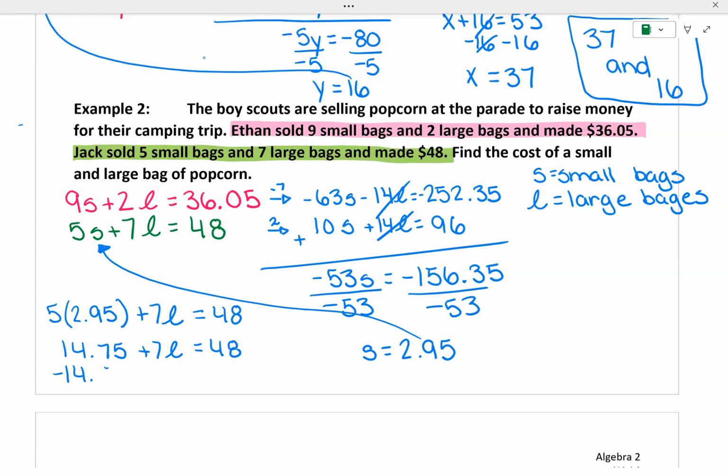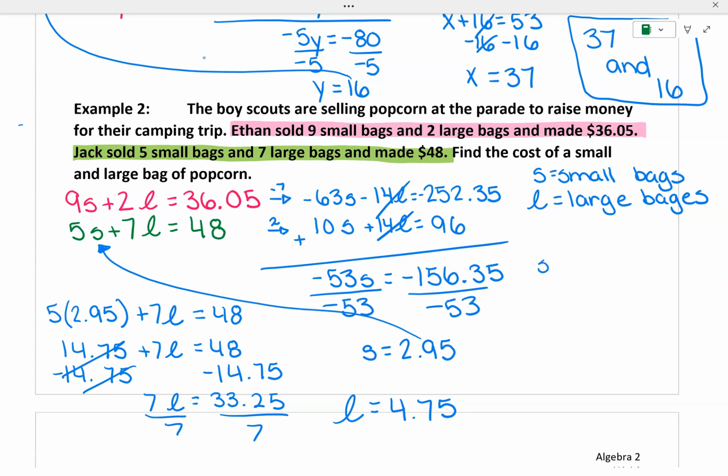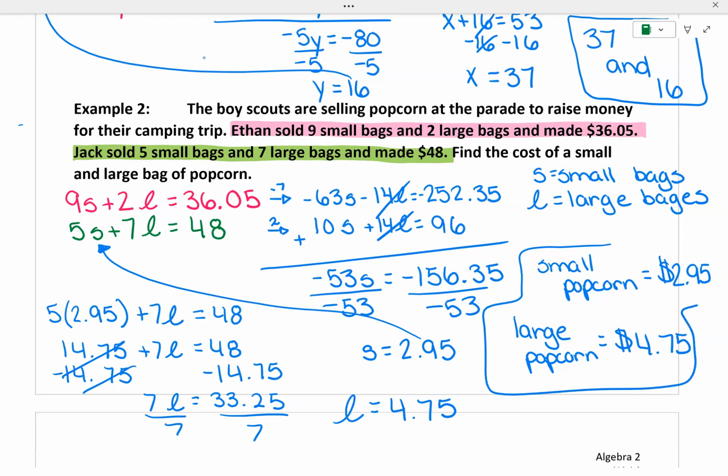We're going to subtract that from both sides. So 7L equals 33.25. And then when we divide by 7, squeeze it over here, we get $4.75. So you would just tell me that a small popcorn is $2.95. And then you would tell me a large popcorn is 4.75. And this will be our answer for this one.